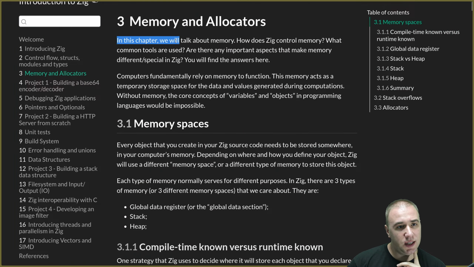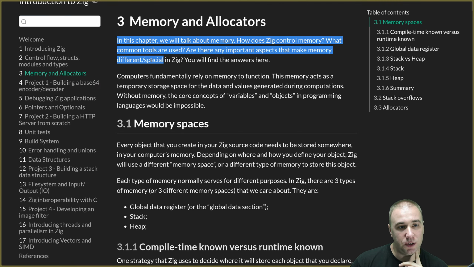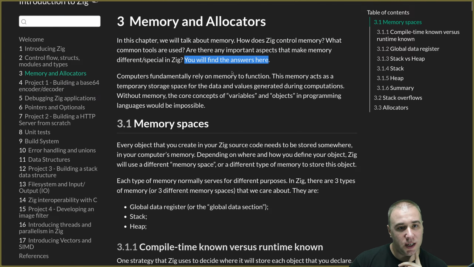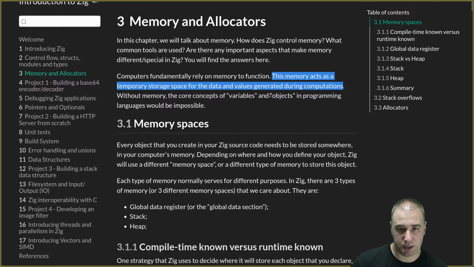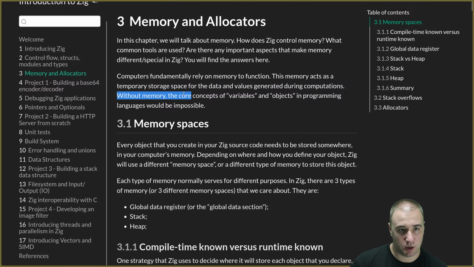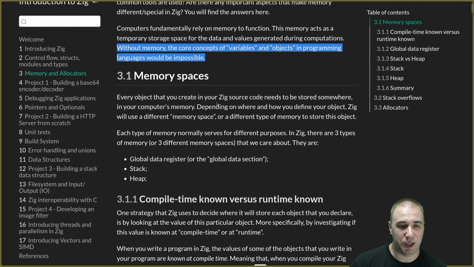In this chapter, we'll talk about memory. How does Zig control memory? What common tools are used? Are there any important aspects that make memory different or special in Zig? You will find the answers here. Computers fundamentally rely on memory to function. This memory acts as a temporary storage space for the data and values generated during computations. Without memory, the core concepts of variables and objects in programming languages would be impossible. So the concept of memory spaces.